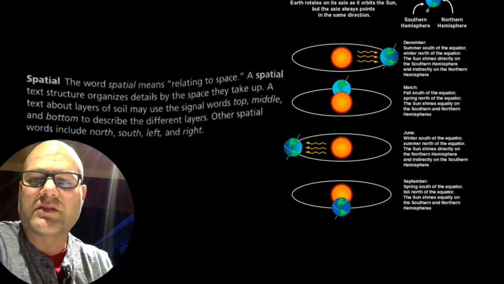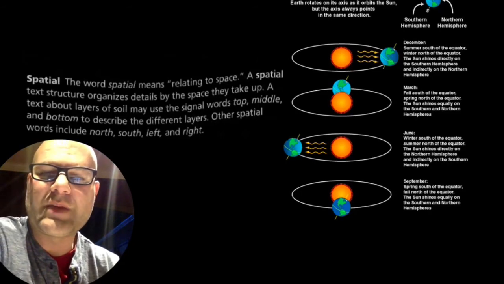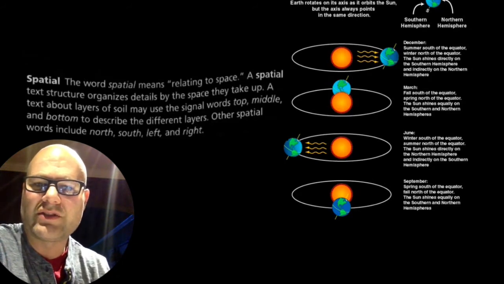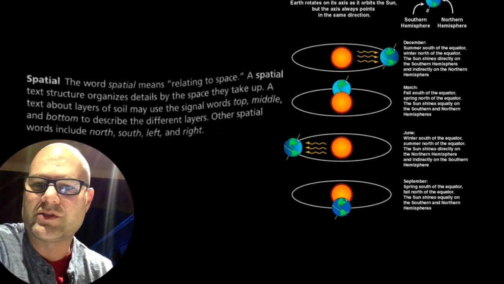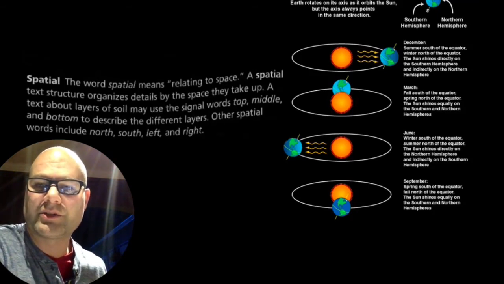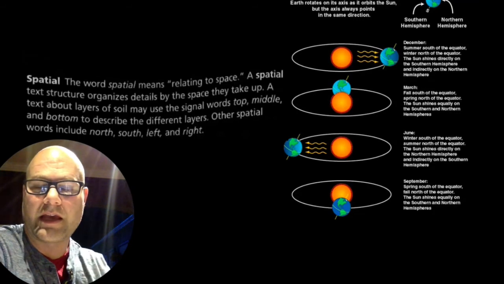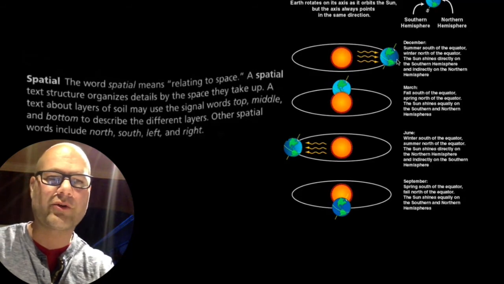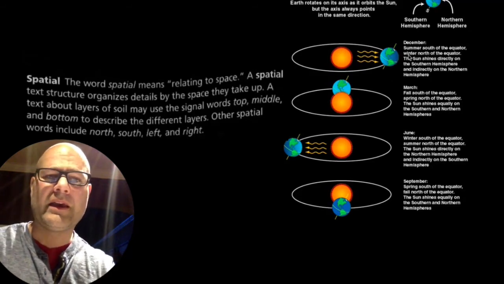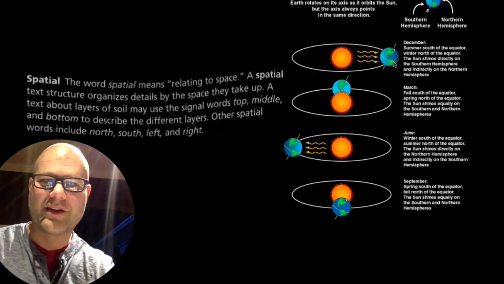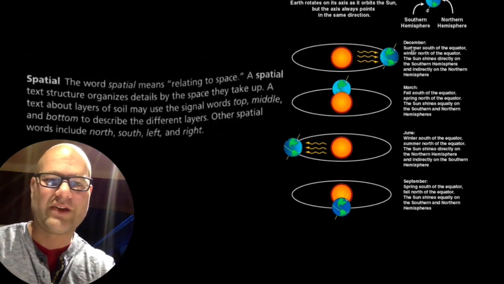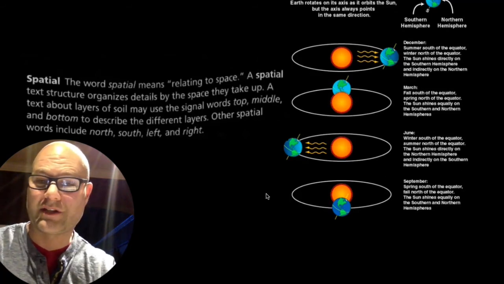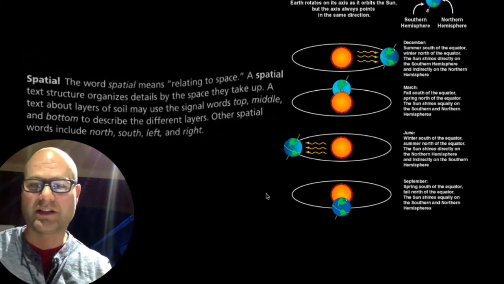A spatial text structure organizes details by the space they take up. Text about layers of soil may use the signal words top, middle, and bottom to describe the different layers. Other spatial words include north, south, left, and right. I included this diagram here showing how the seasons of the earth work. And you have to show that the earth is tilted, and you'd have to use words like southern hemisphere, northern hemisphere, and what direction the earth is turning in. All of these are spatial ideas.